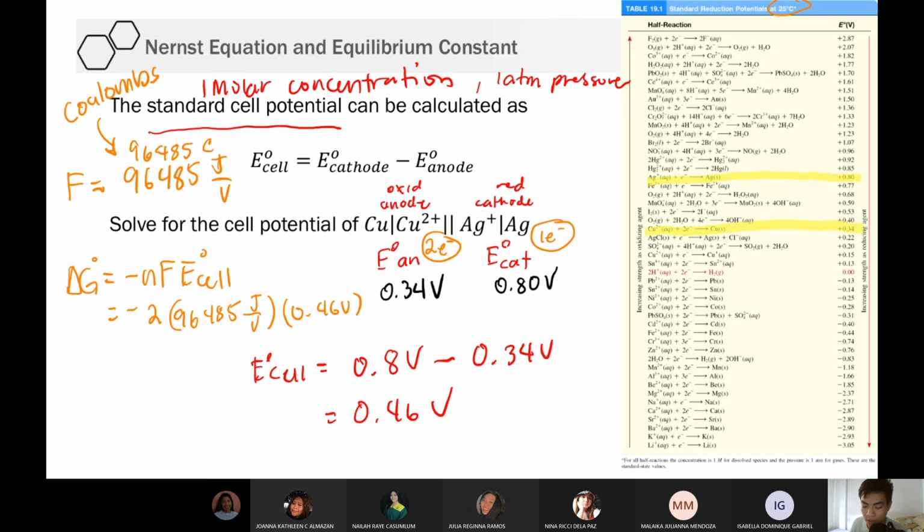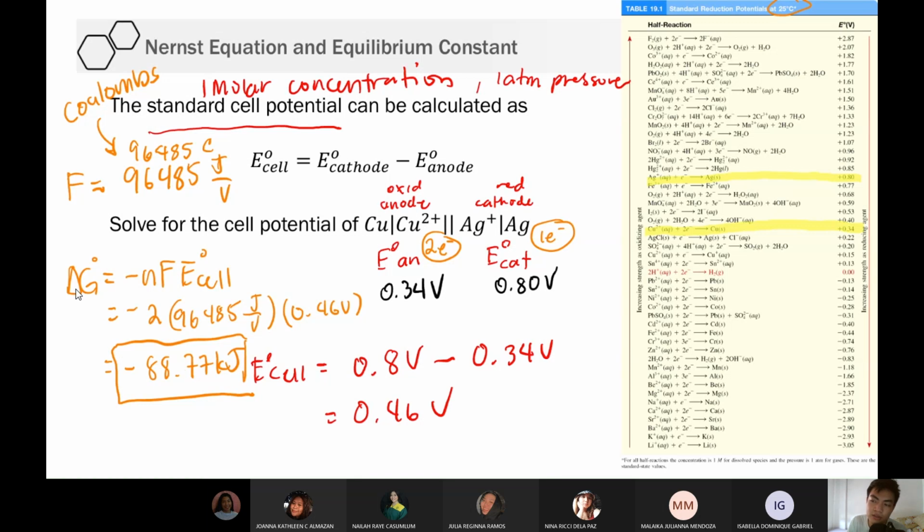And the E naught cell is 0.46 volts. Okay? Plug in mo na lang negative 2 times 96485 times 0.46. Okay, so the answer is negative 88.77 kilojoules. Naka-kilojoules na sa akin. So, naka-divide na siya by 1,000. Okay. So, yan. So, or 88,700 something joules. Or, pag nilivide mo yun by 1,000, 88 kilojoules.